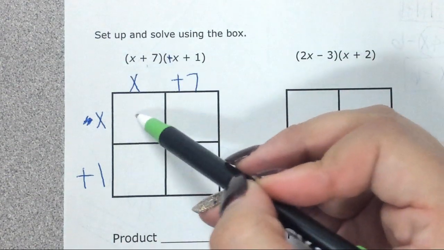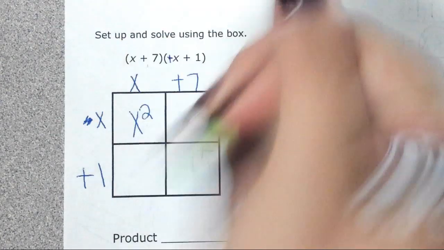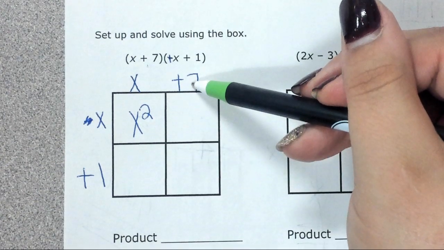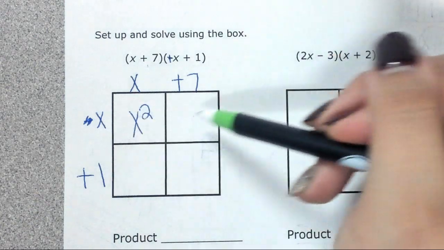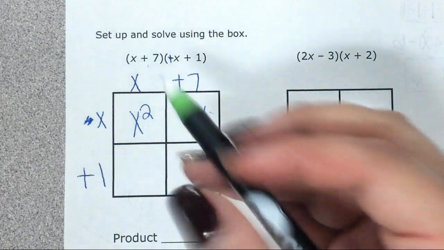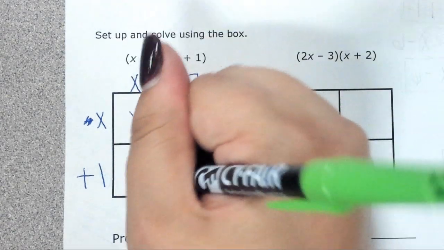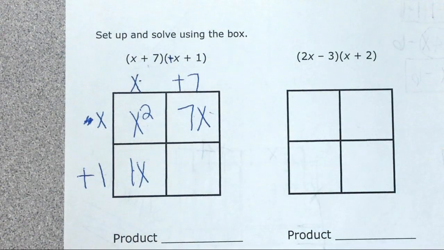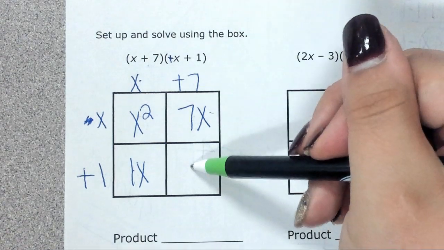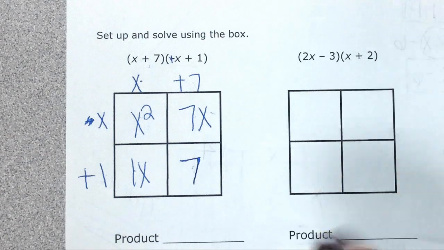Okay? So for this box, what's x times x? X squared. For this one, go up. What is 7 times x? 7x. Right here, go up. X times 1, 1x. And for this box, remember you're multiplying because there are parentheses. What's 7 times 1? It's just 7. Don't say 8. It's just 7.